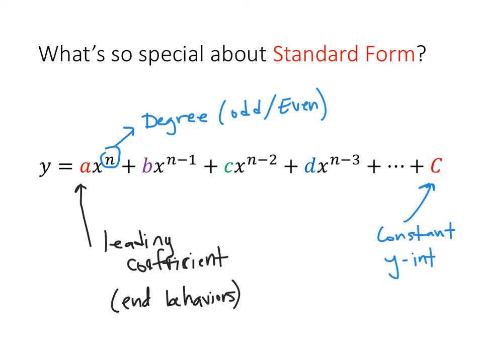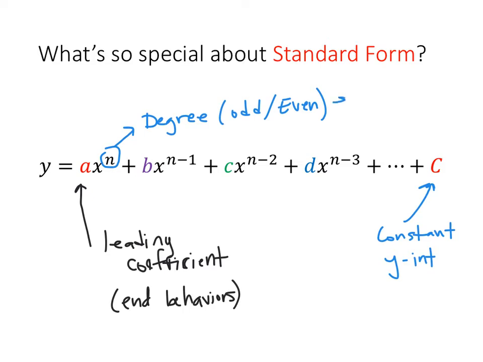So standard form tells us our degree, whether it's odd or even. It tells us our leading coefficient, what we're going to want to know, and it also tells us our y-intercept. Some of the stuff in the middle is not really going to tell us a whole lot. It'll tell us how the graph will change shape and everything like that, and we'll look at the shape of these, but the idea is that standard form tells us these things.